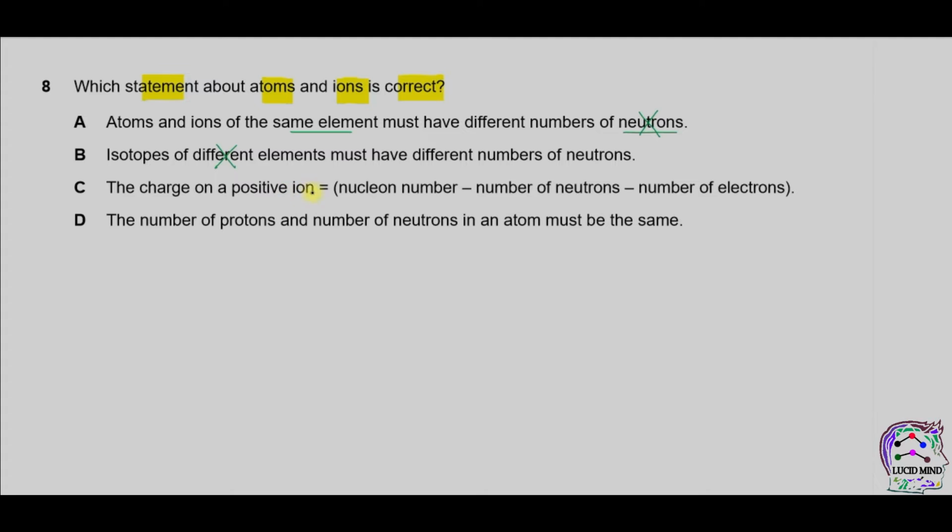Option C. The charge on a positive ion is equal to nucleon number minus number of neutrons minus number of electrons. Let's do this one. Let's suppose we have sodium, Na positive. Atomic mass is 23, atomic number is 11. Now nucleon number is 23. Number of neutrons we can find by subtracting 11 from 23, so we have 12 neutrons. As this is a positive charge, the number of electrons is less than the number of protons, as one electron is lost, so the number of electrons is 10.